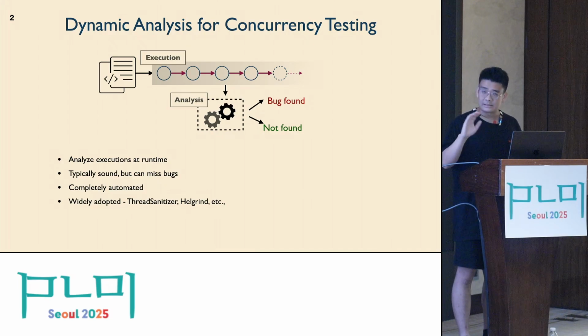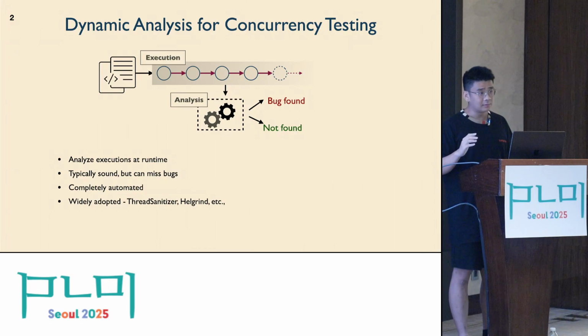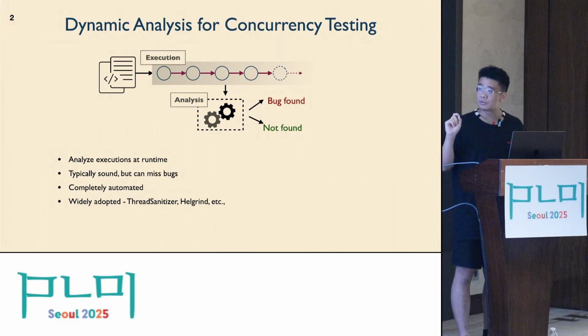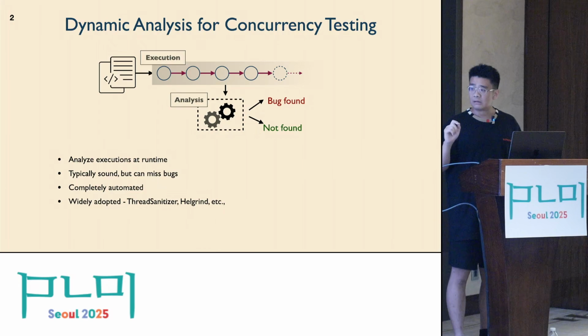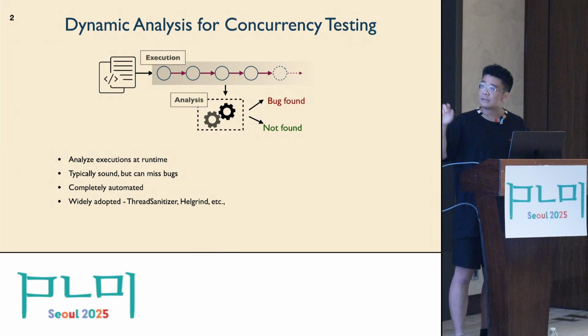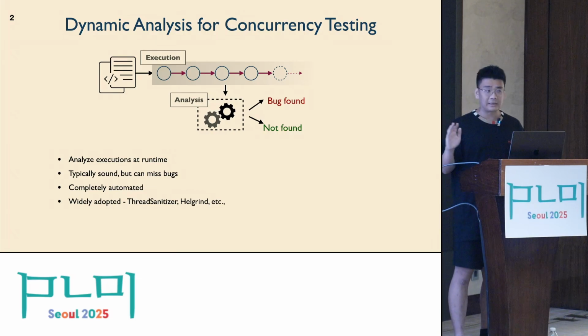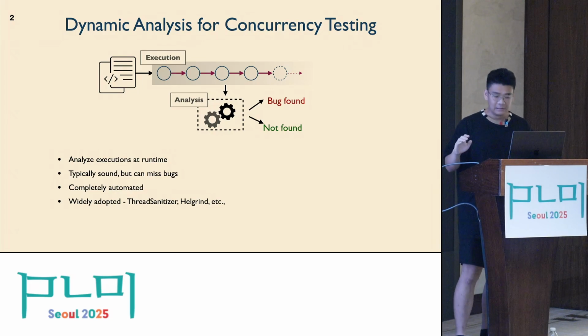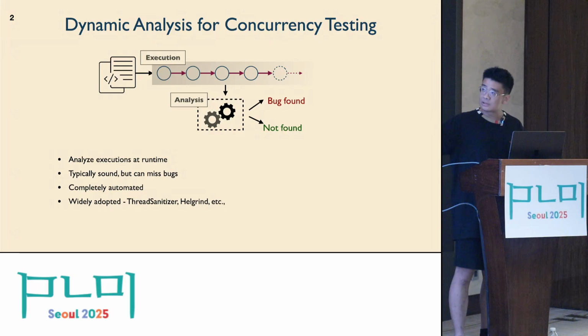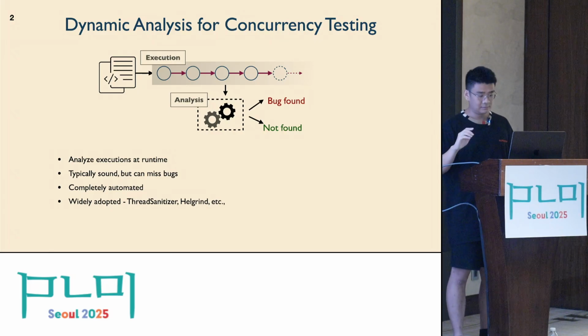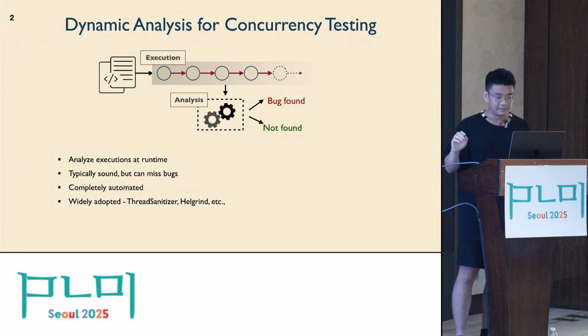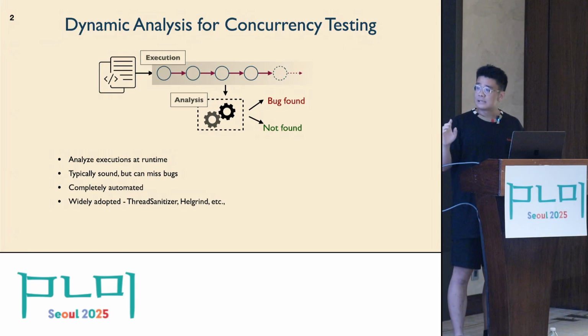problem: for a given concrete execution, it detects whether this execution has a data race. Dynamic analysis is typically sound, and by sound in testing, we mean that whenever the approach says the execution is buggy, it must be buggy, okay? But it can still miss bugs because it only checks one execution. It does not explore the full interleavings. Dynamic analysis is typically completely automated, and therefore it is widely adopted.